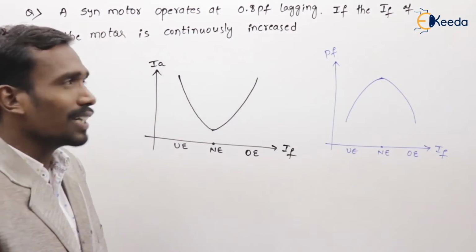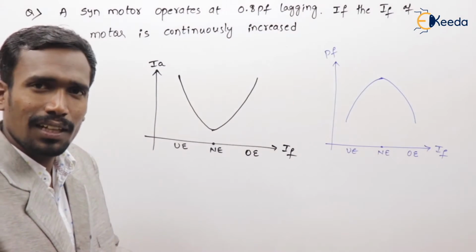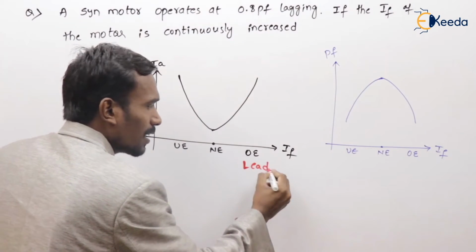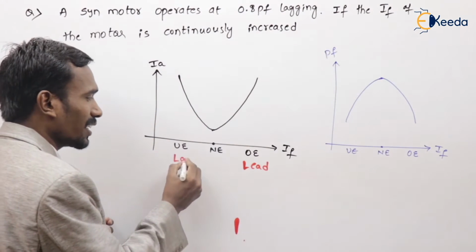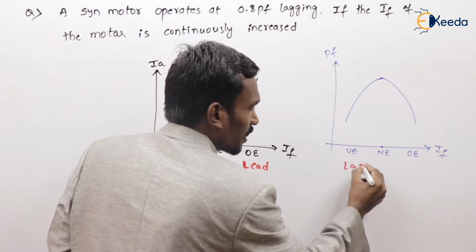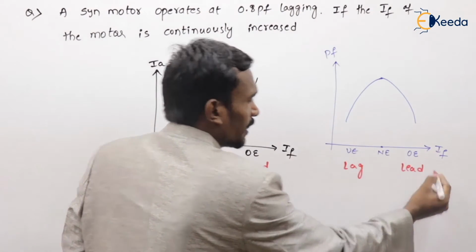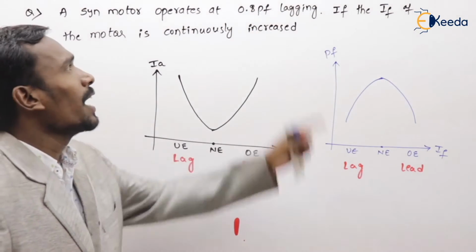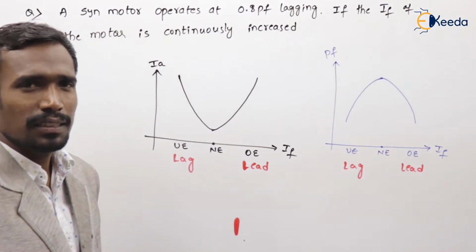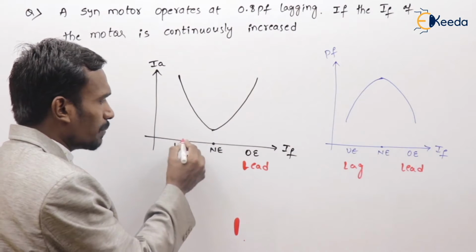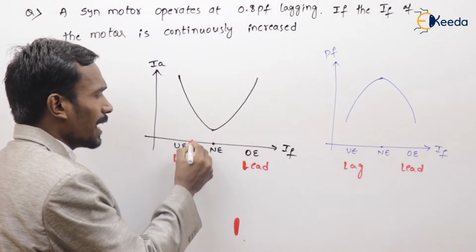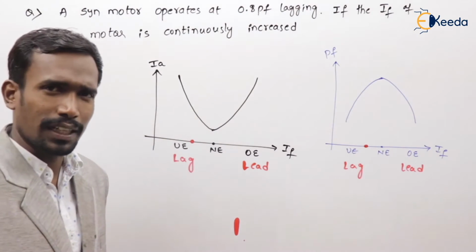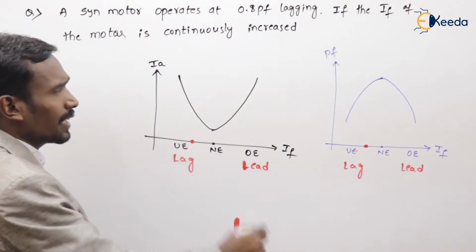But now the thing is, which is leading and which is lagging? For a synchronous motor, over excitation is leading and under excitation is lagging. Now tell me, where is my synchronous motor operating? At 0.8 power factor lagging, so for example, here my synchronous motor is operating.